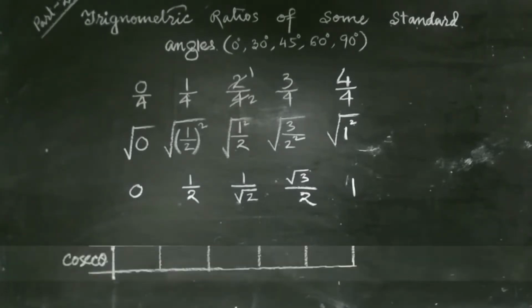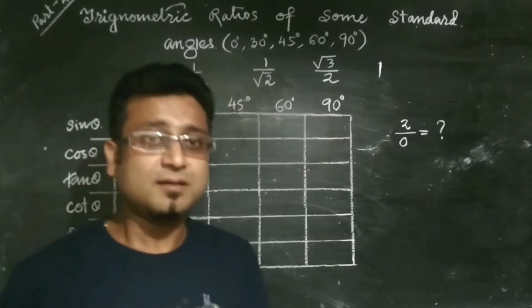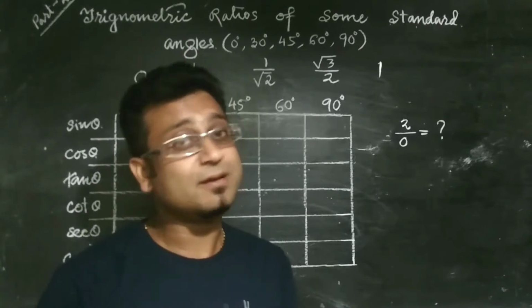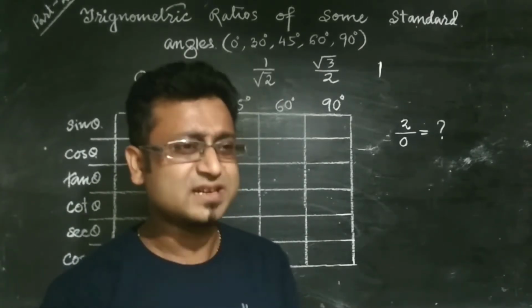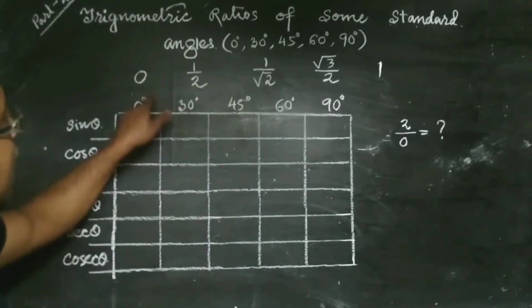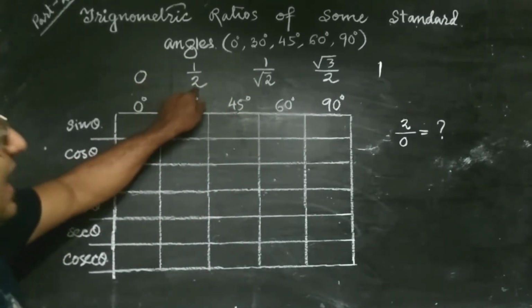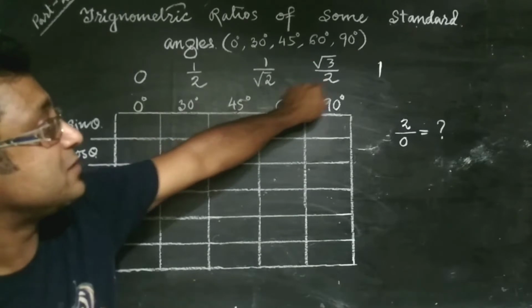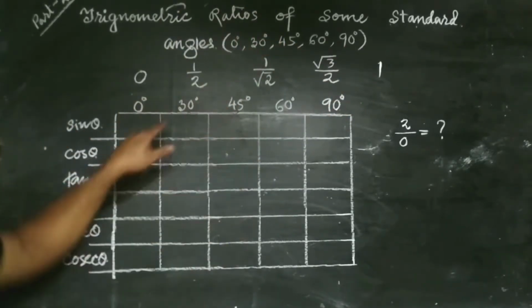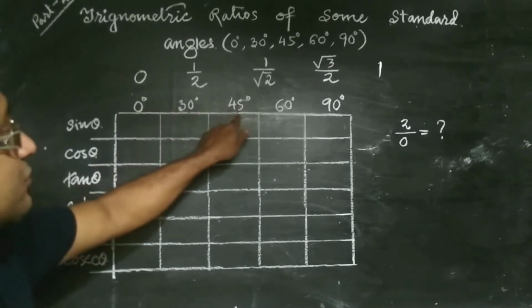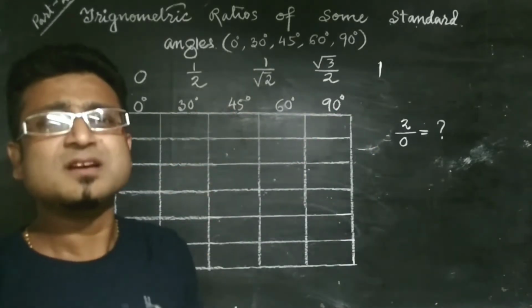Okay, fine. Now the actual table, how to prepare it, you are going to learn. So just listen carefully. I hope it will be 100% clear, not 99. Now already we got 0, half, 1 by root 2, root 3 by 2 and 1. इसको ऊपर में लिख के रख दो. Now you prepare the table: 0 degree, 30, 45, 60, 90, because these are called standard angles.